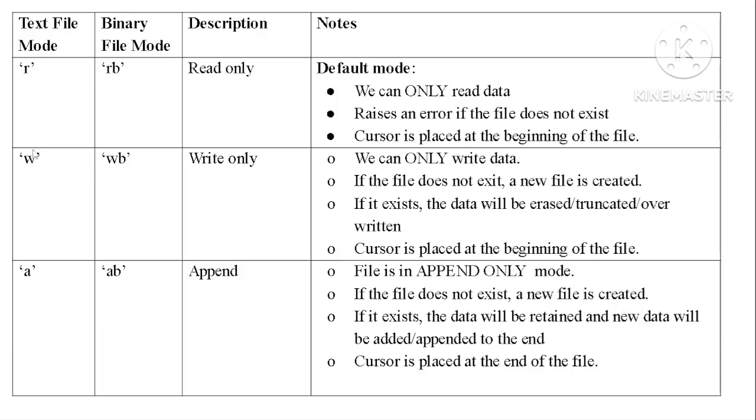So you have to be very careful while opening in write-only mode. In append mode, the cursor goes to the end of the data. What do you mean by appending? Adding to the existing data, right? So where is the cursor placed? In R and W, the cursor is placed at the beginning of the file when you open a file. In append, the cursor is placed at the end of the file when the file is opened.